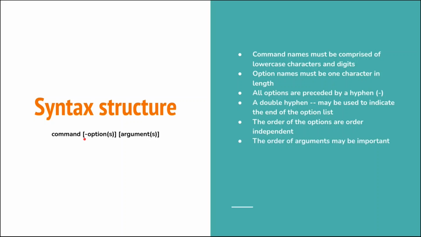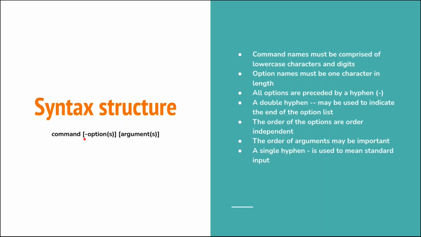The order of arguments may be important. Yes, this is very much important. Suppose you are doing cp, the source and destination, if you interchange, would mean a different thing altogether. So in the command cp, the first argument is always the source, and the target directory is always the destination. In the command mv, the first argument is always the source, and the second argument is always the destination. You cannot interchange them. If you interchange, it would work the other way around.